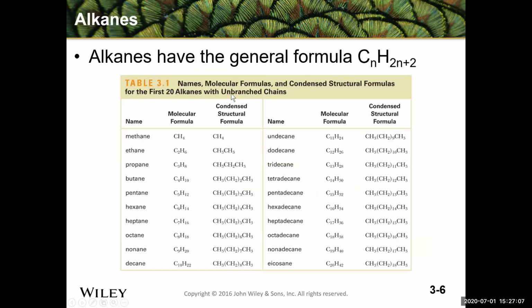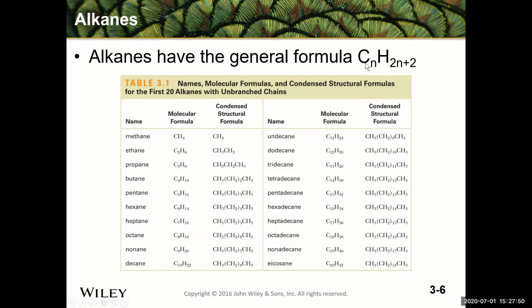All right, so the general formula for an alkane is CnH2n+2, where n is equal to the number of carbon atoms, and then 2n+2 is the number of hydrogen atoms. So if you have the simplest alkane, C1, then the number of hydrogen atoms in that alkane is 2 times 1 plus 2, or 4. So the simplest alkane has a formula CH4, and that's methane.